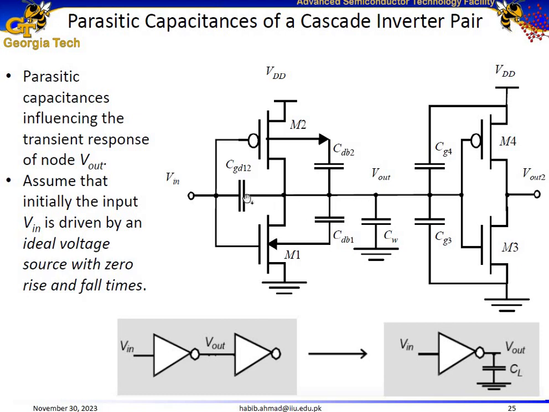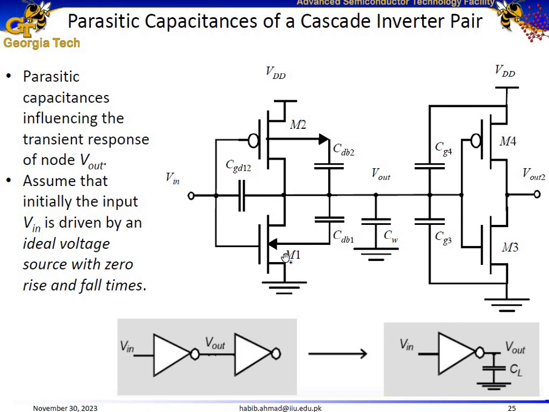In this case, for example, we have the gate to drain capacitance of this NMOS and the gate to drain capacitance of this PMOS. Similarly, the diffusion capacitance of the NMOS and diffusion capacitance of the PMOS. Similarly, the wiring capacitance at the output. And then we are also concerned with the fan-in capacitances over here for the second inverter. The gate capacitances for the NMOS and for the PMOS.